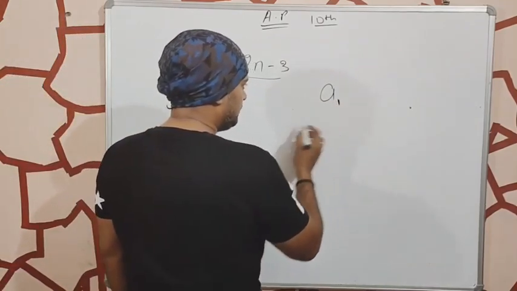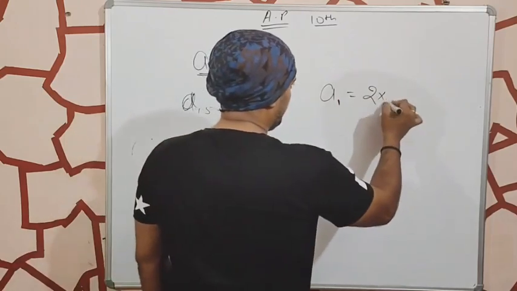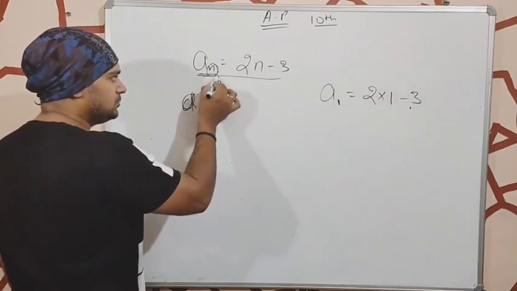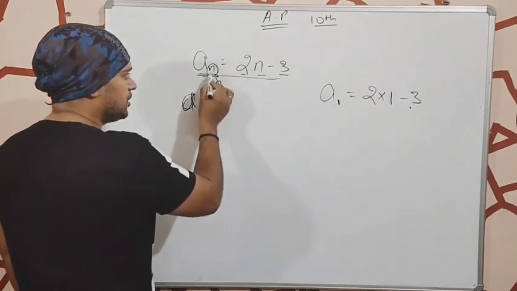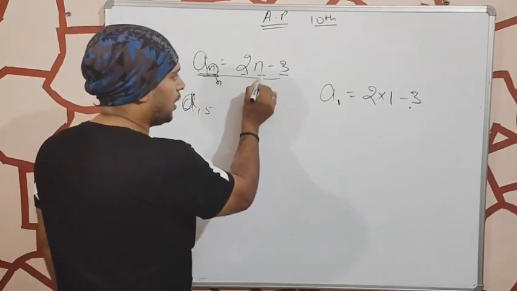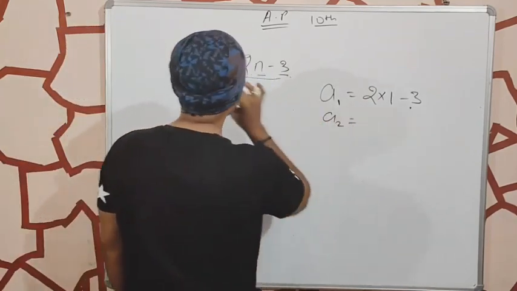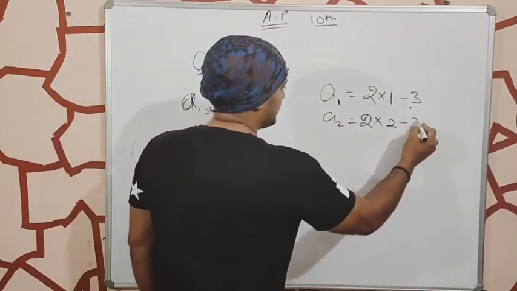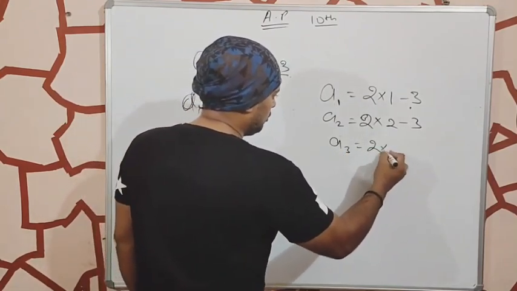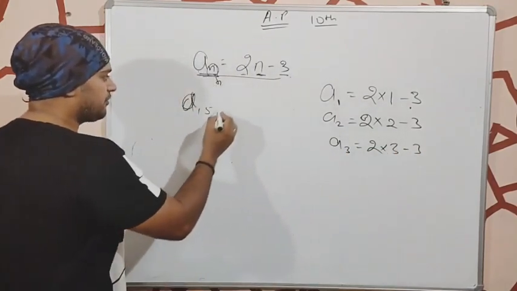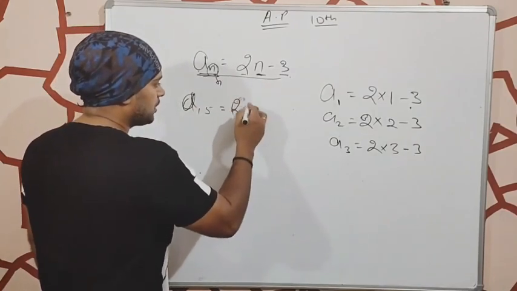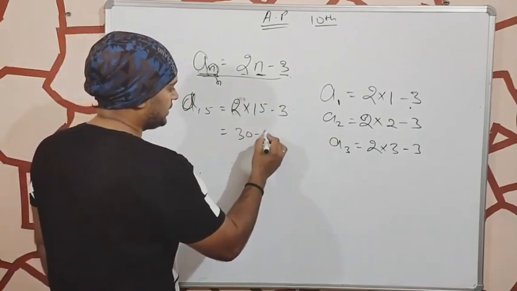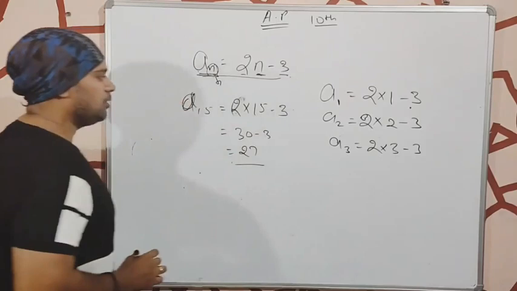So this is the nth term. The first term, A1, will be equal to 2 into 1 minus 3. That is, you have to replace n in the expression representing the nth term, 2 times n minus 3. A2 will be 2 into 2 minus 3. What will be the third term? 2 into 3 minus 3. Is it clear? So A15 will be 2 into 15 minus 3, so this will be 30 minus 3, that is 27. So this is how you can find it out.